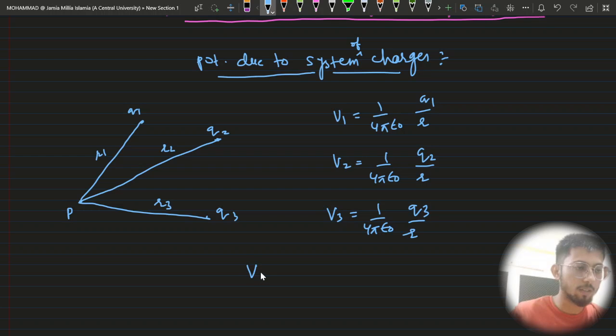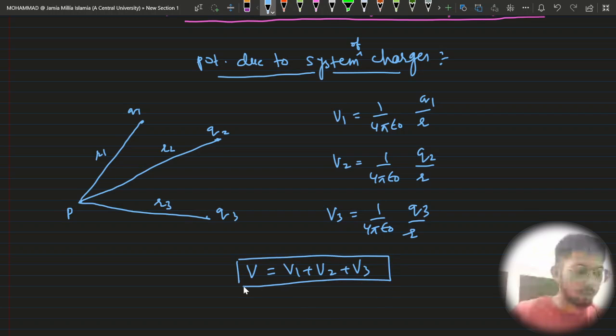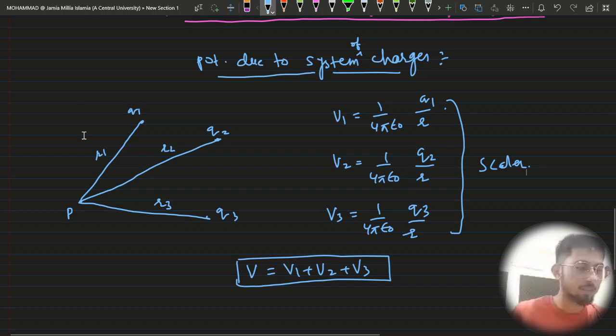And the total potential will be just the summation of the three, because each one of them is a scalar, right? You don't need to take care of the direction, you just simply add them. So this is very simple, isn't it? Now if there are n charges, the summation will go from 1 to n. That's it, nothing special.